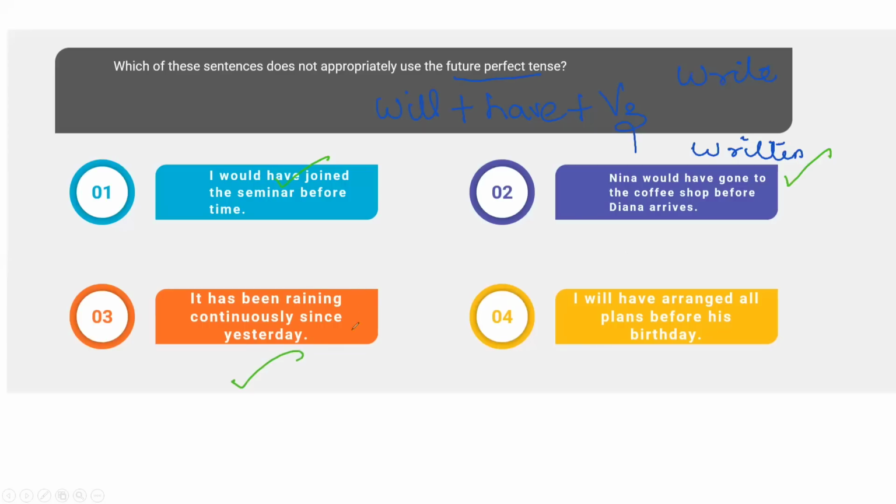It has been raining continuously since yesterday. This is the syntax of present perfect continuous tense, which is has or have plus been plus V1 plus ing, right? This is the syntax in option 3, and so that does not fall under future perfect tense. So the answer is option 3. Hope you've understood.